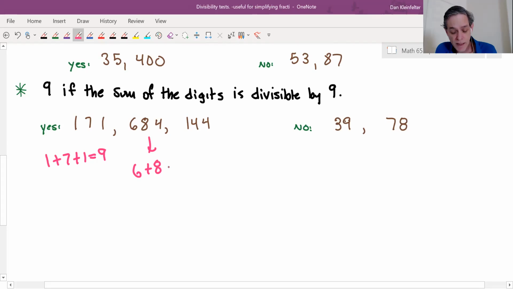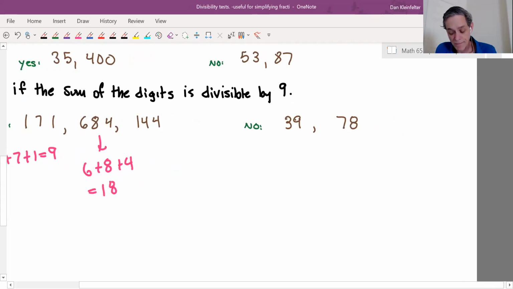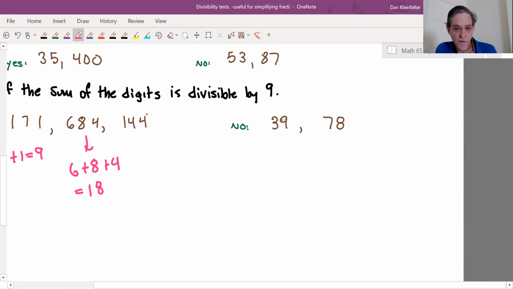684, 6 plus 8 plus 4, that's 18. And 18 is divisible by 9. So 684 is divisible by 9. I'll leave 144 for you to check.